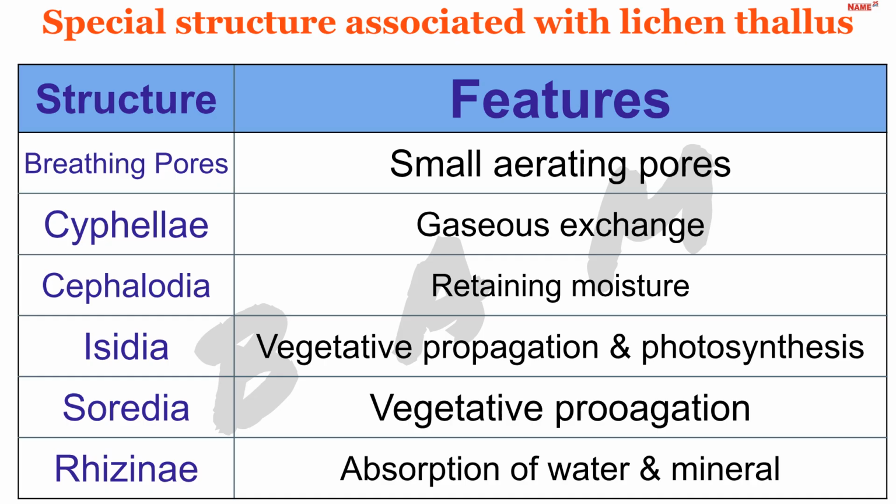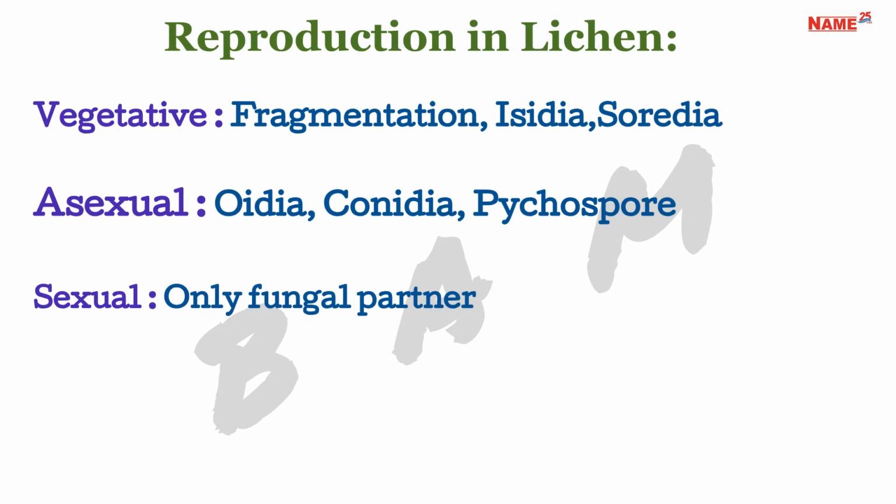Lichen thallus is associated with special structures. These include cyphellae for gaseous exchange, cephalodia for retaining moisture, isidia and soredia for vegetative propagation, and rhizines for water and mineral absorption. Lichen reproduces vegetatively through fragmentation, isidia, and soredia.